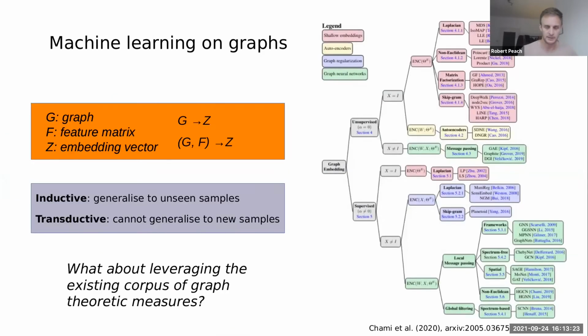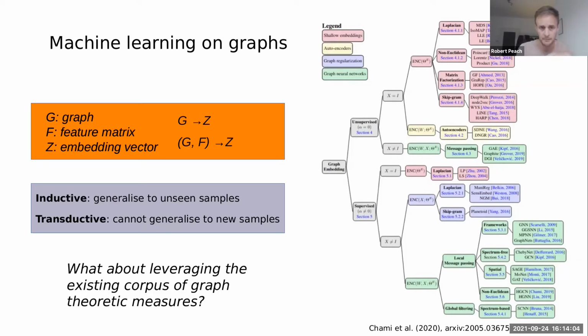But more generally, you can think of machine learning on graphs as trying to create some sort of embedding vector from your graph. Sometimes you might also have a feature matrix that describes additional information. It could be features that describe a graph, or features that describe nodes on your graph. But then you also have your graph itself, your network. And you're really trying to learn some sort of embedding vector, or create some sort of vector that describes your graph, such that you can then use that in some sort of machine learning algorithm.